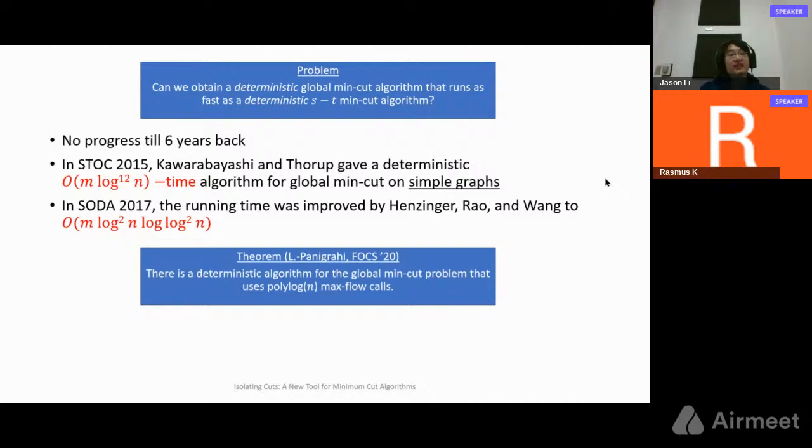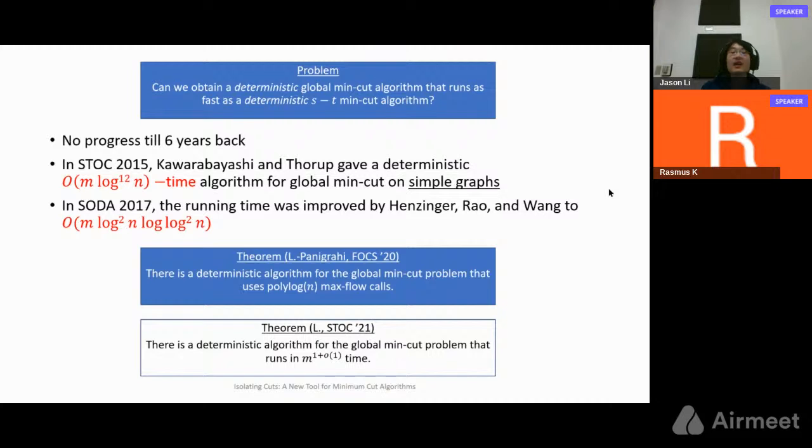This result is by myself and Debmalya Panigrahi. We show that there's a deterministic algorithm for the global min-cut problem using polylog many ST max flows, or ST min-cuts. Once again, this establishes a strict relation between the two problems. This shows that global min-cut is actually easier than ST min-cut. And it turns out, just half a year later, I had a result that fully resolved the deterministic global min-cut problem. I showed it ran in almost linear time. But for this talk, we'll be focusing on the first result, because it introduced a new technique called isolating cuts, which will be the focus of this talk.